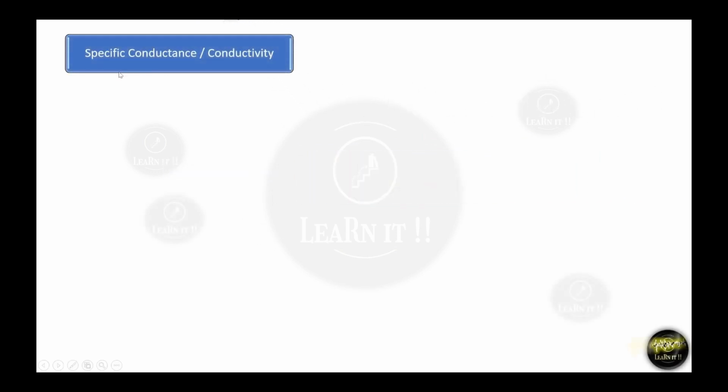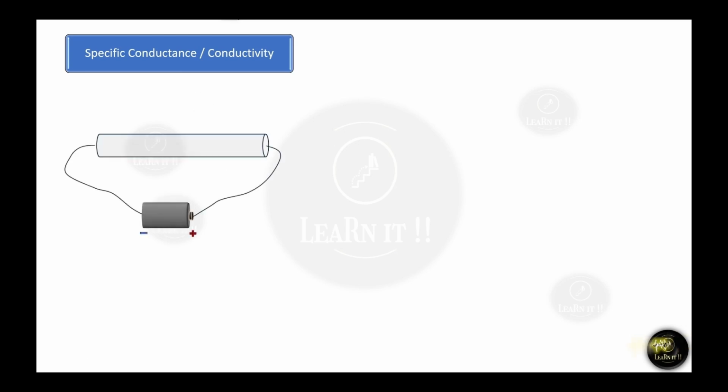Specific conductance is also called conductivity. We can understand this concept with an image. Here the conductor is connected to a battery. You know that the battery provides the electrons, so electrons within the material also start to flow. So electricity flows in the opposite direction. We already know about it.